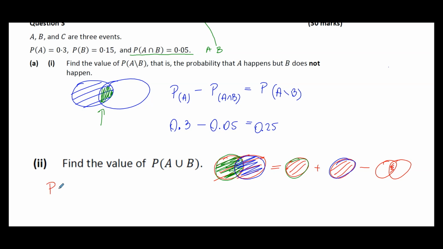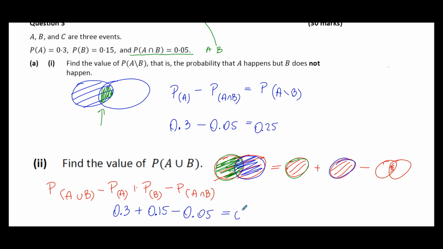So if I was to write a formula for that, when I'm looking for the probability of 2 events together, you add the probability of one plus the probability of the other one, but minus that common part between them. So in our case, the probability of A is 0.3 plus the probability of B 0.15 minus that common part 0.05. And when we put that in the calculator, we get 0.4.